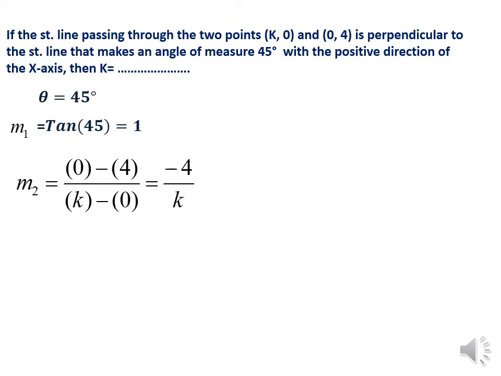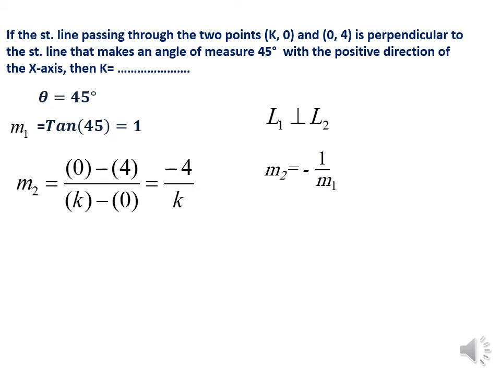Apply the rule for the 2 points. M2 will be 0 minus 4 over k minus 0. That means negative 4 over k, right? I said that the two lines are perpendicular. That means M2 equal negative 1 over M1. Don't change the slope with the missing part. Change the slope of the completed line, which is equal 1.